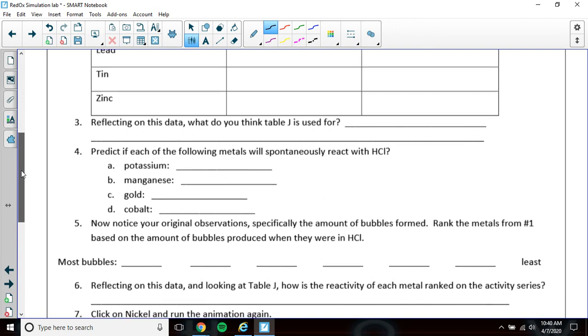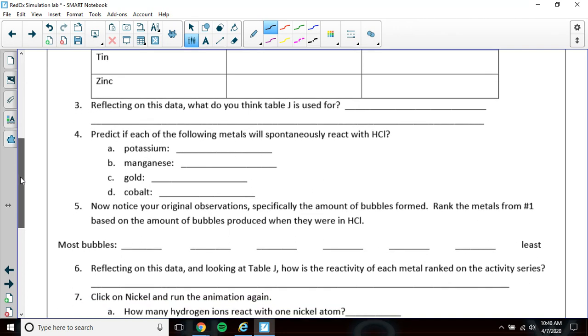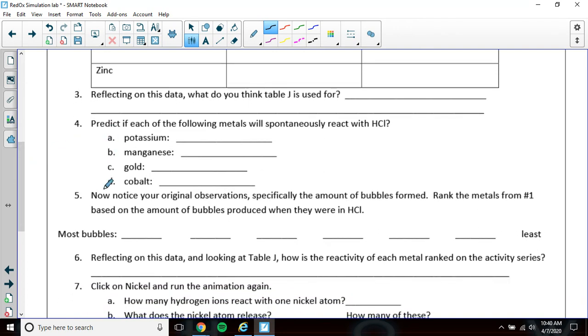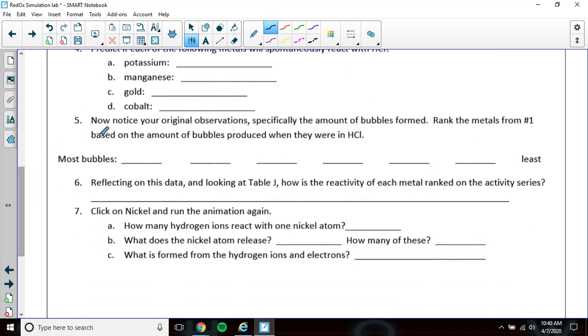And then we're going to ask some questions. I'm going to let you answer these. Notice on your original observation specifically the amount of bubbles formed. Rank the metals number 1 on the amount of bubbles produced when they were in HCl. I'm not going to redo that, but you do have video of all of those bubbles. If you have to go back and rewatch quickly, you can do that and then rank them. Who had the most bubbles, who had the least bubbles.